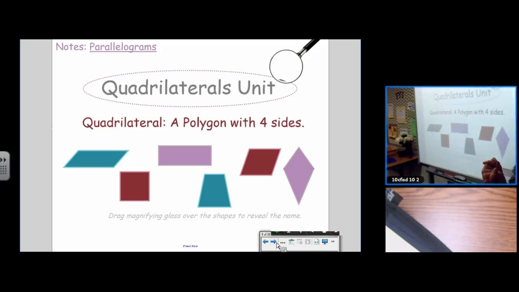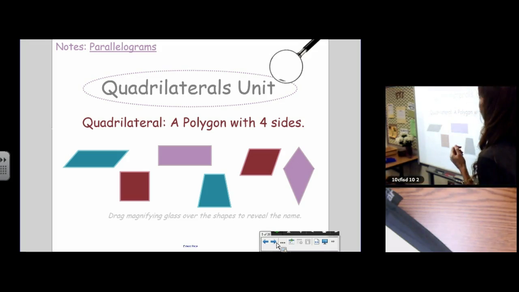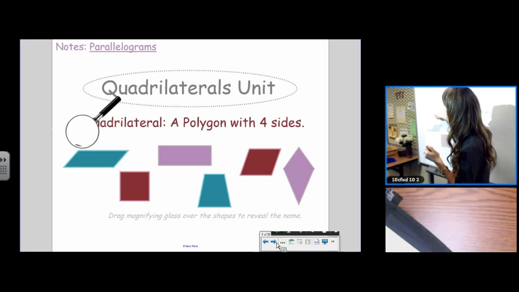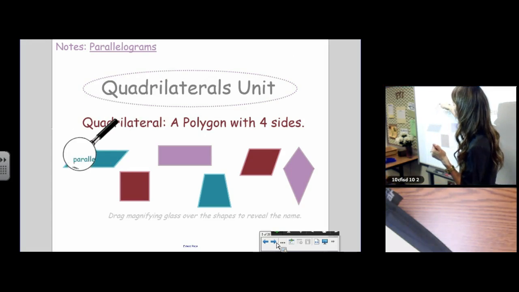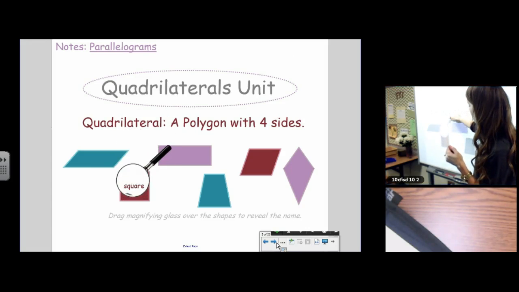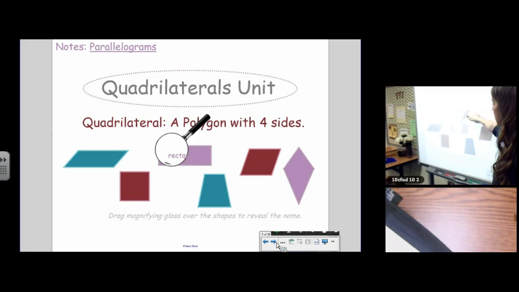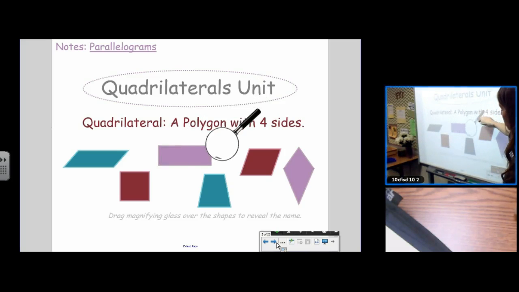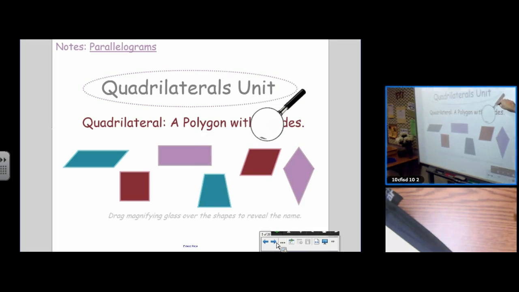Okay, quadrilateral, a polygon with four sides. Let's meet our quadrilaterals. Welcome. First one is parallelogram. So that's what a parallelogram looks like. The second one is, of course, a good old square. This third one is a rectangle. This fourth one, good old trapezoid. Ooh, what's this next one? What's this one? A rhombus. This is a rhombus.